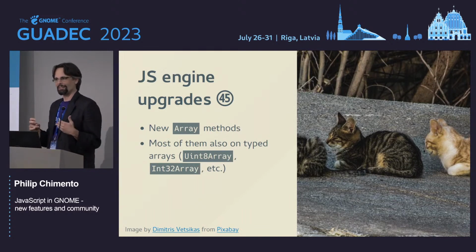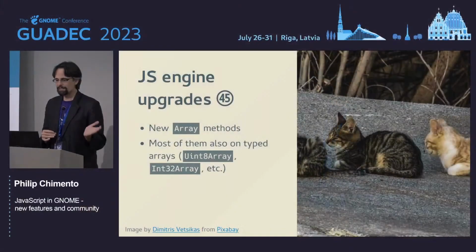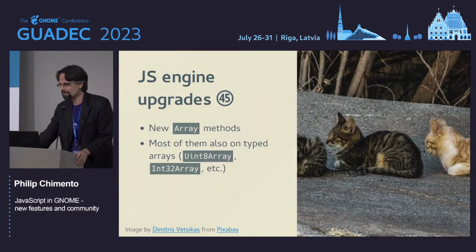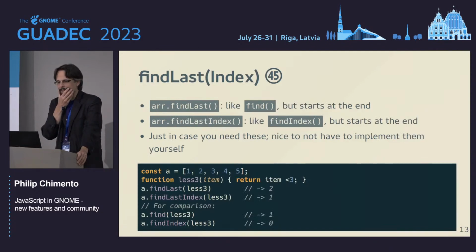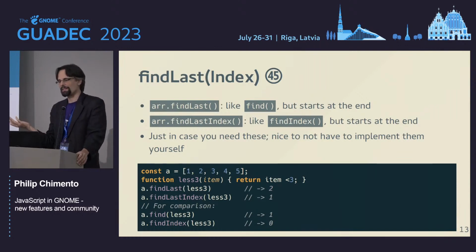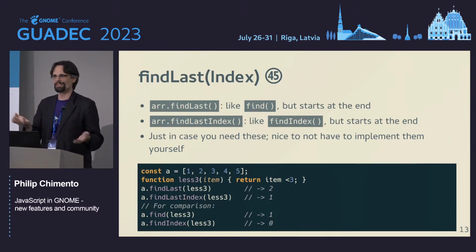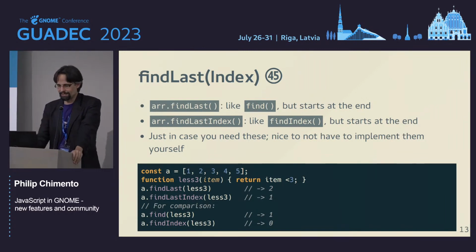Actually, all of the new things are array methods. And most of them are also on typed arrays. Not too many people use typed arrays, but these are arrays like uint8 array, int32 array. They exist. You can use them if you like, and they'll have these methods. Oh yeah, I put some array cats on the slide. Find last index. This is the first set of new methods. These are like find and find index, but they start at the end. These are kind of nice to have. If you didn't have them, you could write them yourself, but having them stops you from accidentally making an off by one error when you write them yourself, which is something that I would totally do. Here's an example of how you might use them.